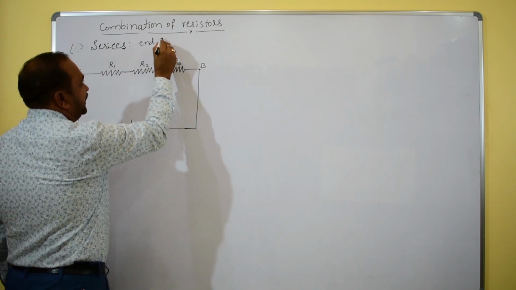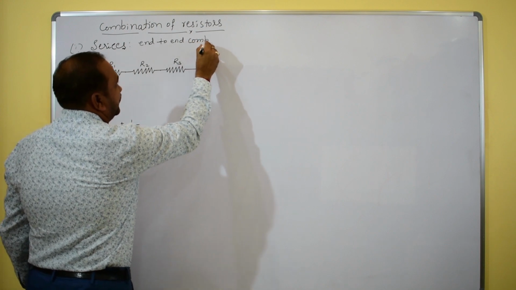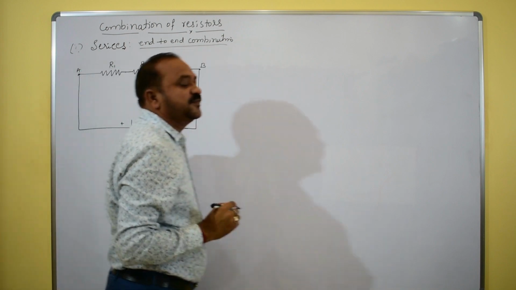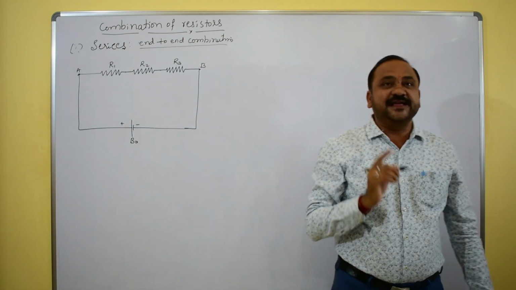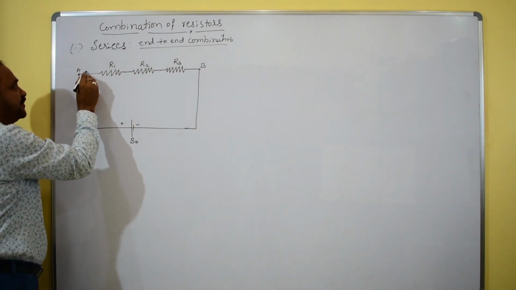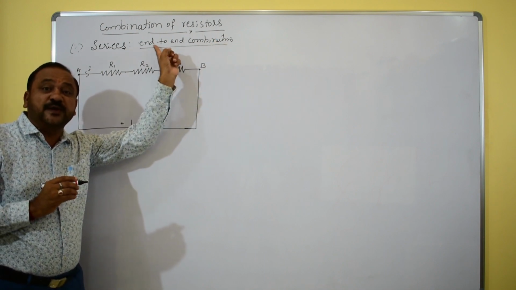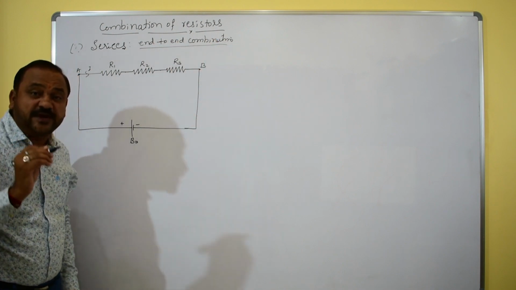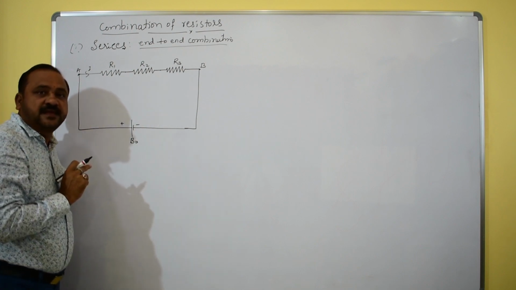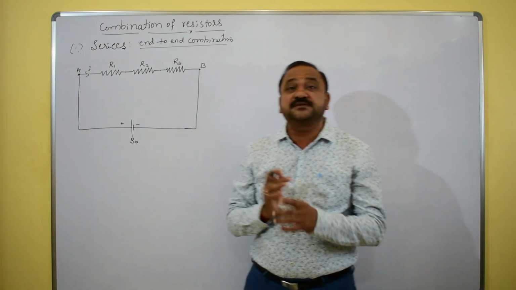This is the end to end combination of these resistors. So in this case, what happens now? The same current is flowing through them. In the end to end connection of these resistors, the same current flows through them, and the potential difference must be different. Ultimately, what happens?